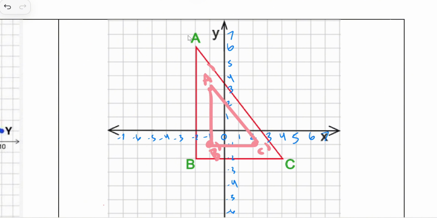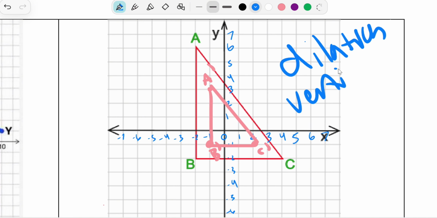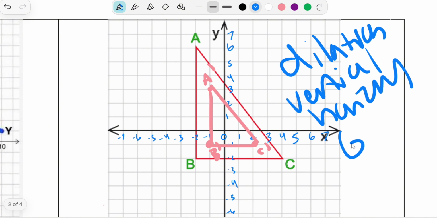And if we're stretched in or out, right, if we're dilated, then if it's stretched bigger or smaller, that's known as a dilation, right? We can have a vertical dilation, which is a vertical stretch, or we can have a horizontal dilation, which is a horizontal stretch.